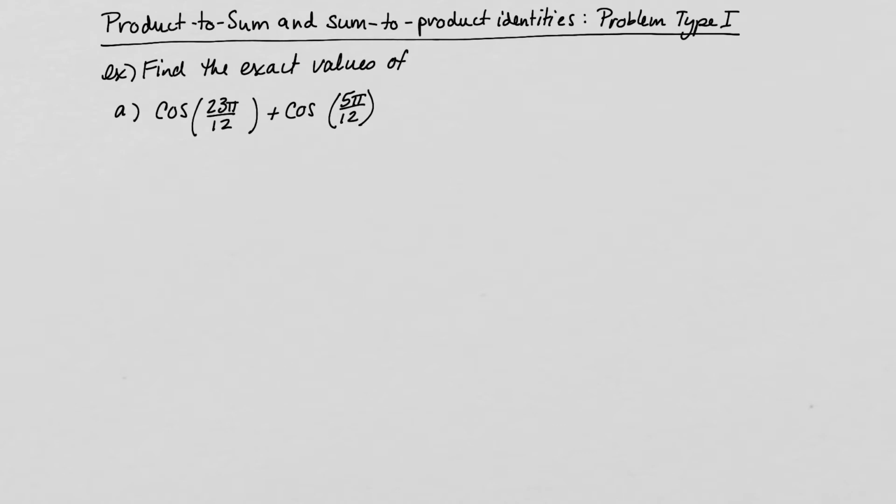So if I look at my sum to product identities, I will see that there is an identity that looks like this. So it says cosine alpha plus cosine beta is equal to 2 cosine of alpha plus beta over 2 times cosine of alpha minus beta over 2. And so this part here, cosine alpha plus cosine beta, that looks like what I have. So 23 pi over 12 is my alpha, 5 pi over 12 is my beta. And so all it is a matter of plugging it into this formula.